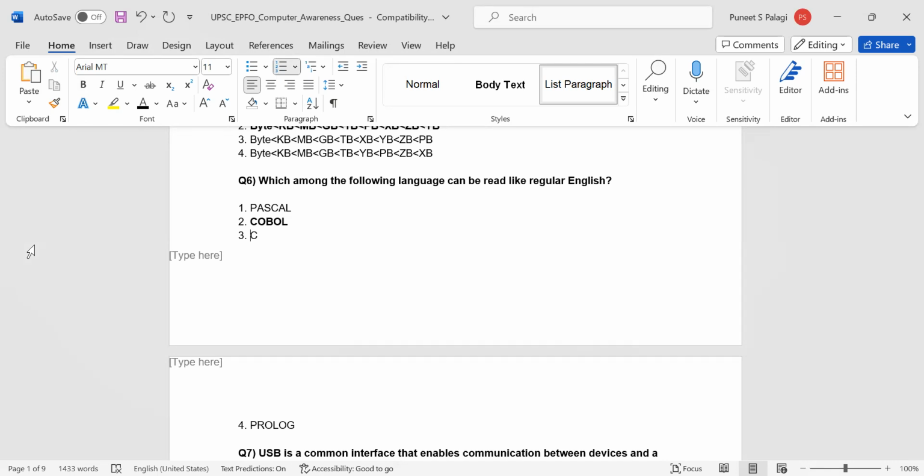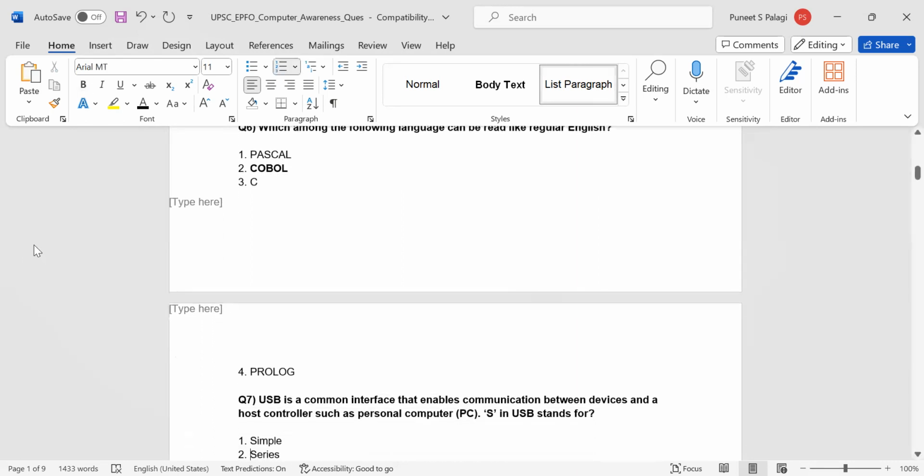Although C is also a high-level programming language, it is not like we can easily read it like English. Okay, so that's the reason COBOL is the right answer for this.